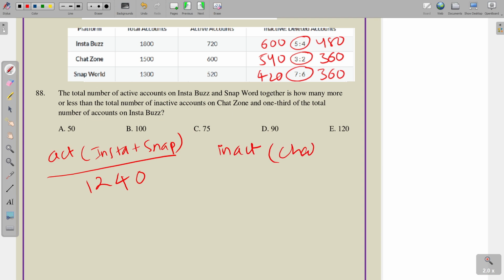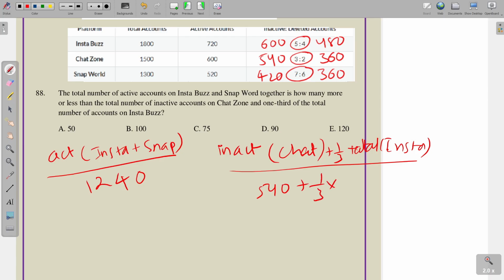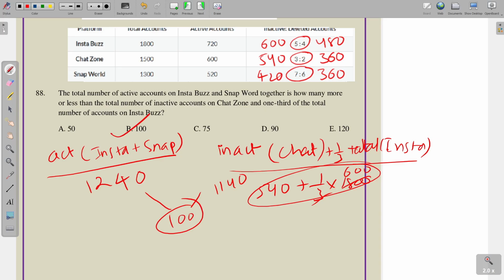accounts on SnapBuzz and 1/3 of total accounts of InstaBuzz. So it is inactive on the chart. Inactive on the chart is 540 plus 1/3 of the total of Insta, 1800. This is 600. So the total is 1140. So in these, how many more? 100 more. In these two, the more number is 100.